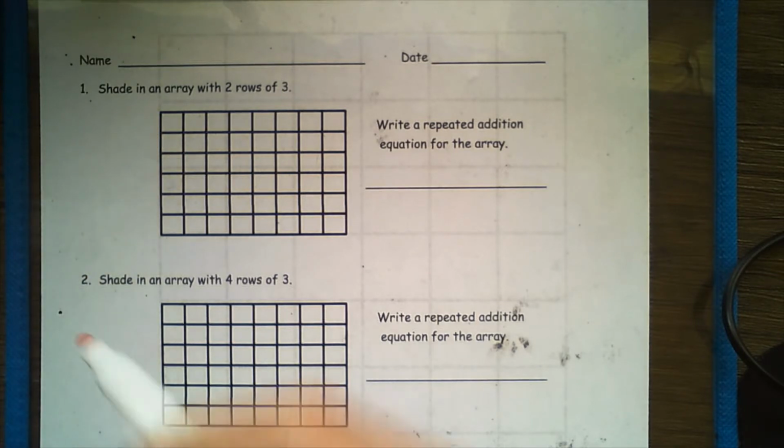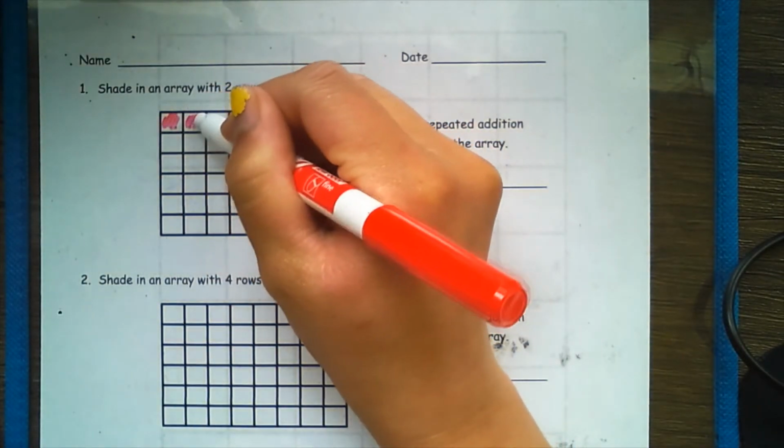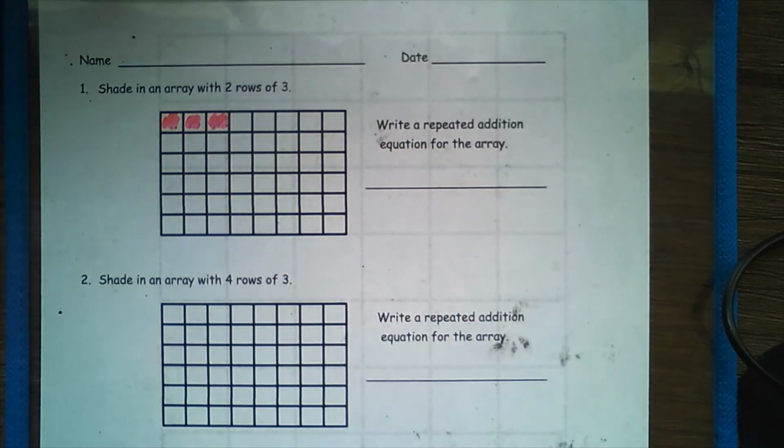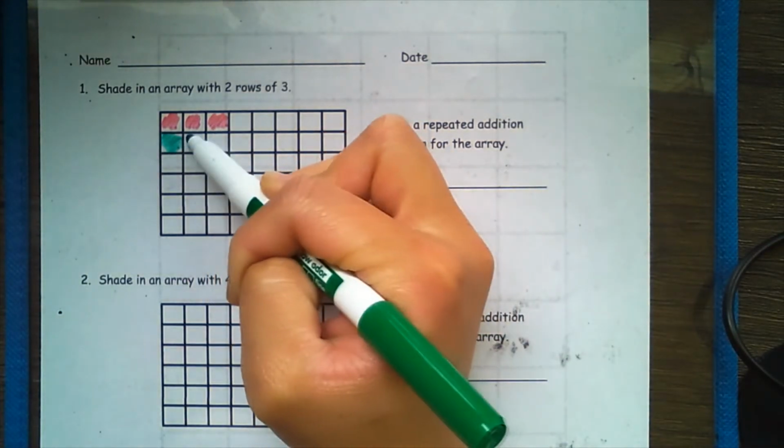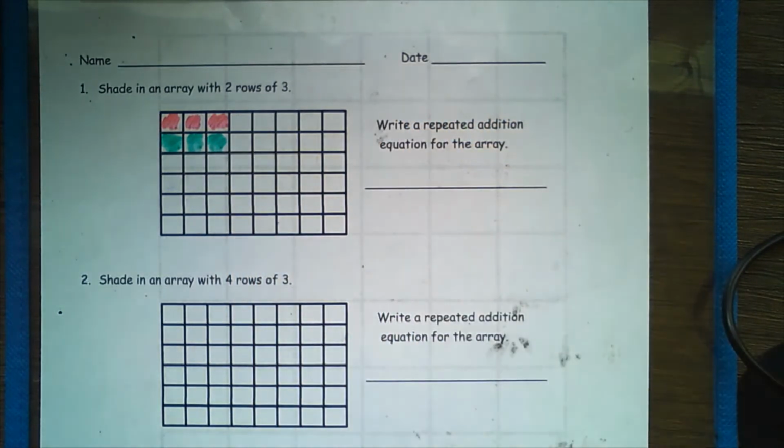Now, starting in the upper left corner here, how many squares are we going to color in the first row? Great, we are going to color in 3 squares. Just like that. So we're going to color that first row red. We're going to next color in another row of 3 under that first row. Except this time we're going to do it with a different color. We're going to do it with green. Just like that.